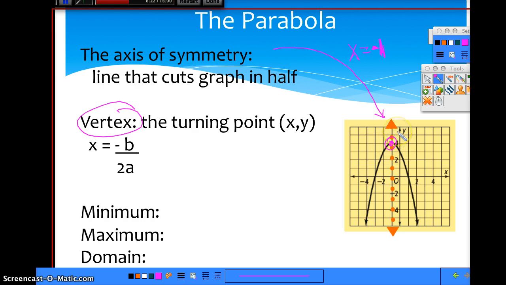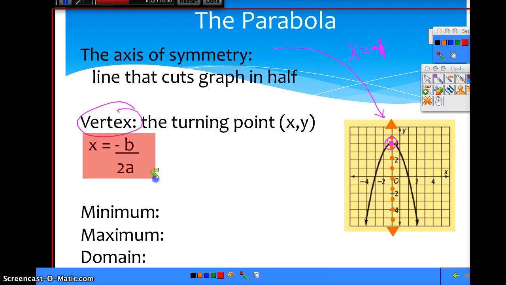The formula that you guys need to know, which actually is somewhat hidden in your reference sheet under the quadratic formula, is -b/2a. But you have to know that this formula belongs to the vertex, which is the turning point of your parabola. Now, the turning point, the vertex, can be either a minimum or a maximum.